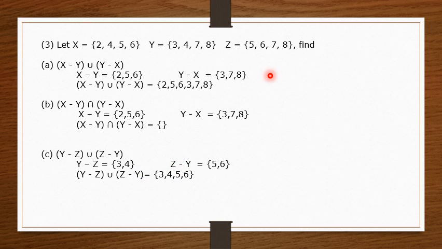Now, z minus y. Set of all elements in z. We cannot write elements which are present in y. So, z minus y is 5, 6. So, we get y minus z and z minus y. Now, we need to take the union of y minus z and z minus y. So, 3, 4, 5, 6. Y minus z union z minus y is the set consisting of the numbers 3, 4, 5, 6. Now, you know how to find the difference of sets, union and intersection.